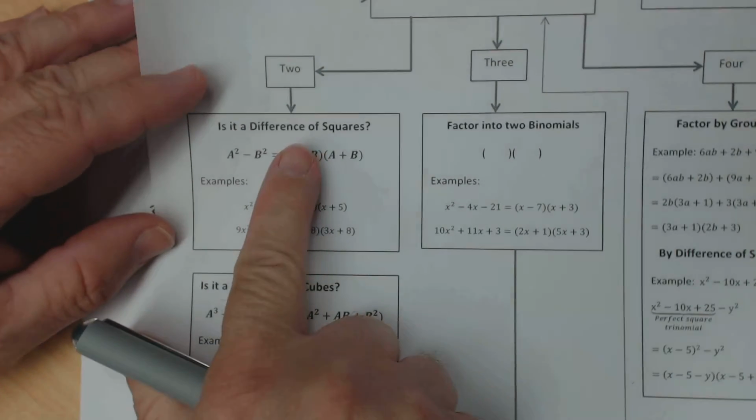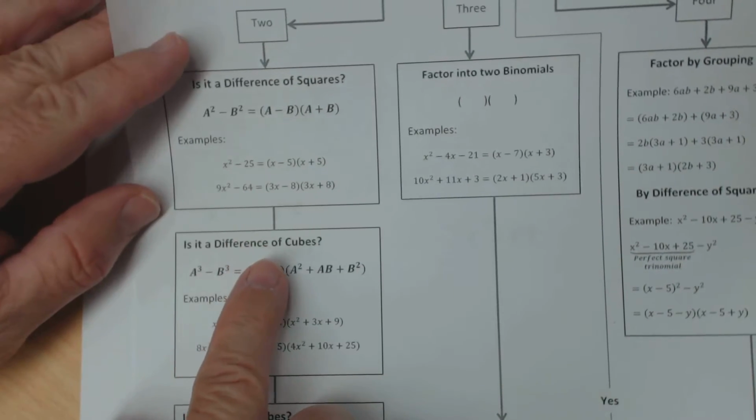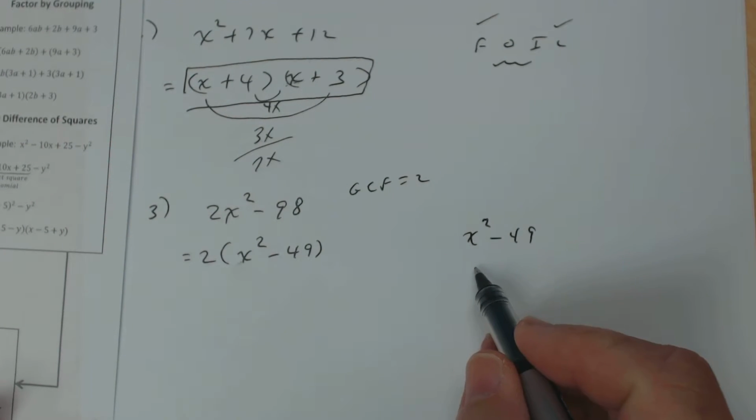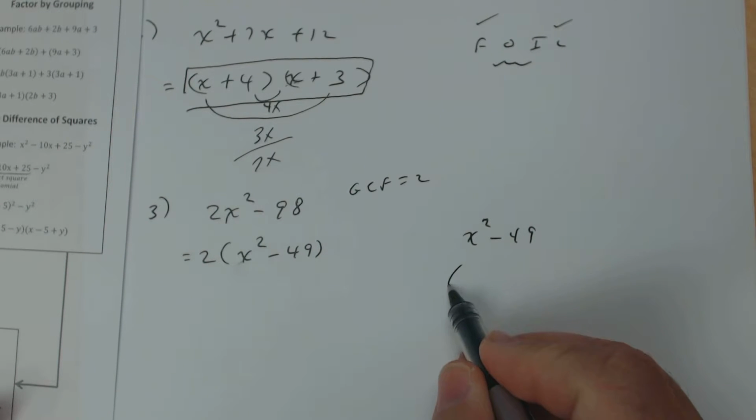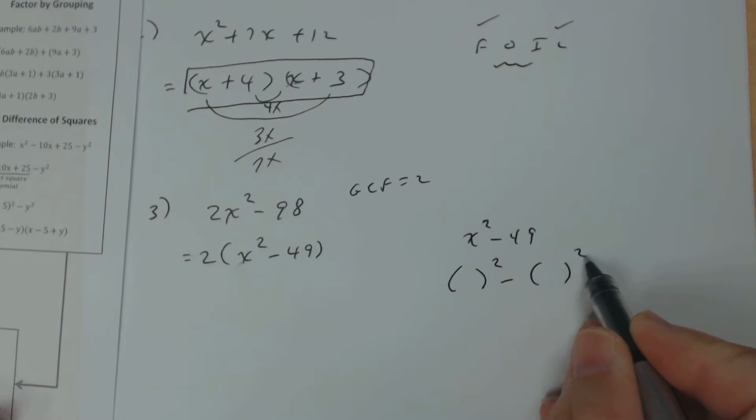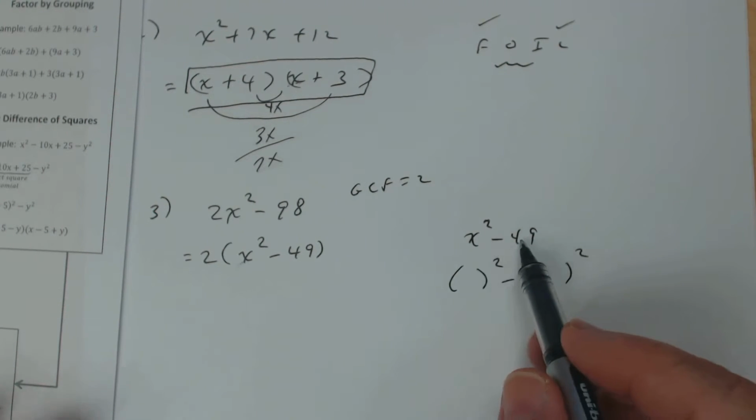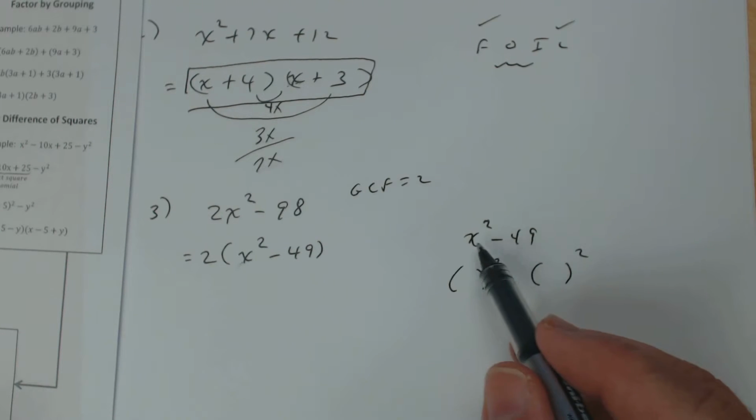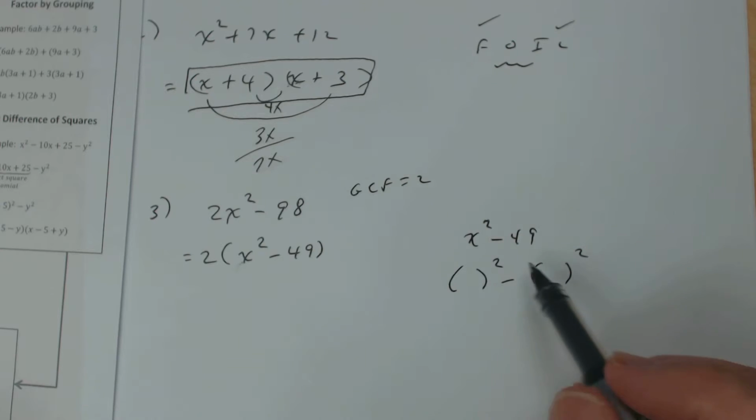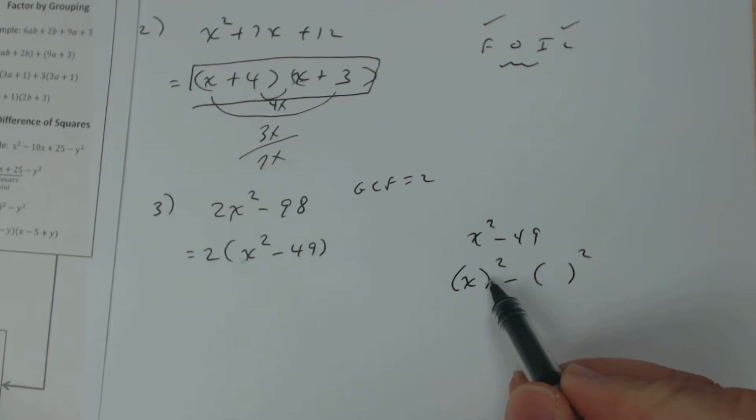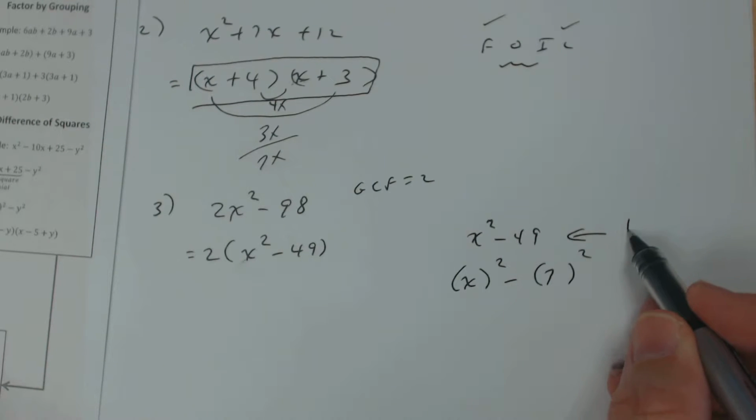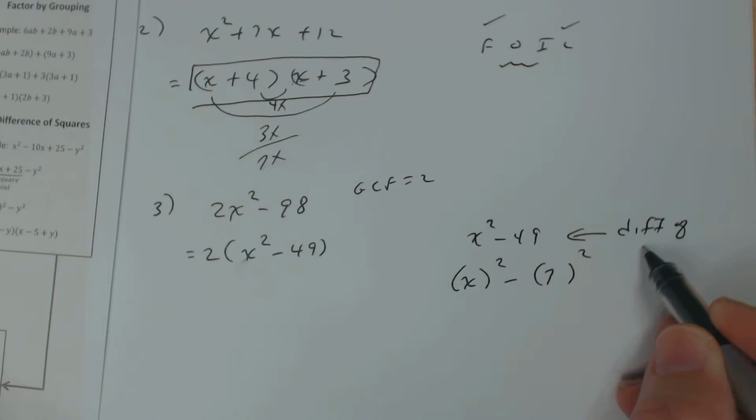Since this is a subtraction, I'm going to look at either the difference of 2 squares or the difference of 2 cubes. Well, this is an x squared, so let's check to see if it's a difference of 2 squares. Remember, we asked ourselves, are these perfect squares? x times x is x squared, 7 times 7 is 49, so this is the difference of 2 squares.